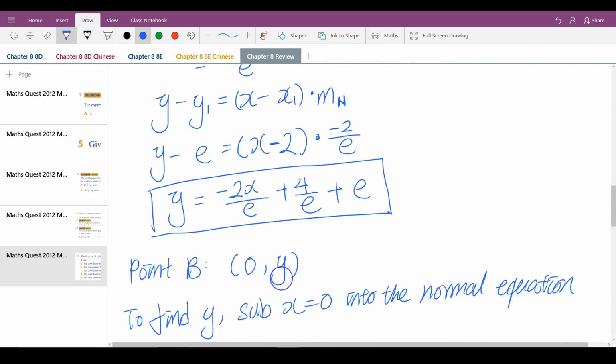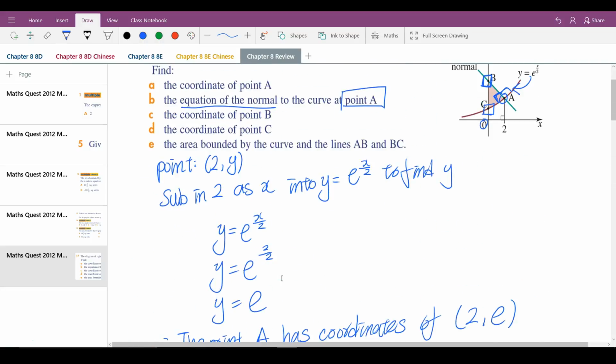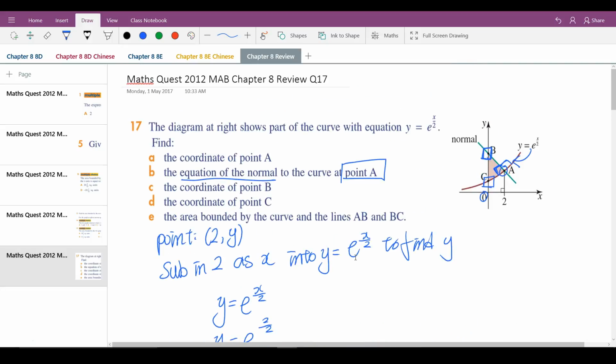Okay. Last one. Question E. There's no point E. The area bounded by the curve and the lines AB and BC. Okay, so let me rub this thing off.